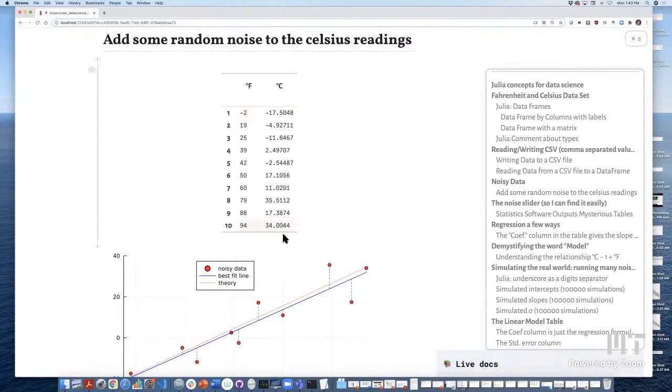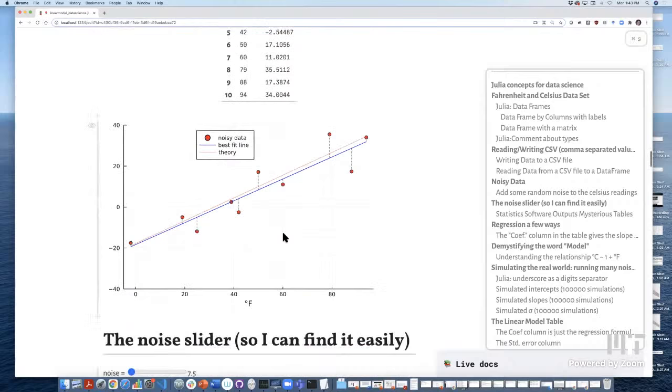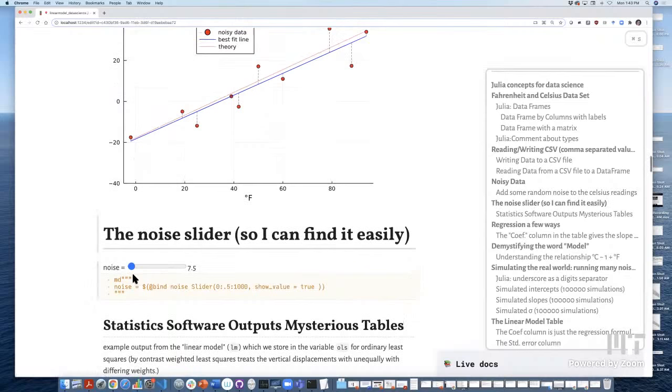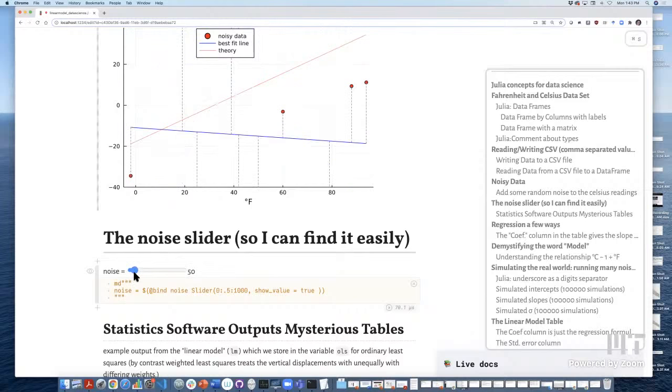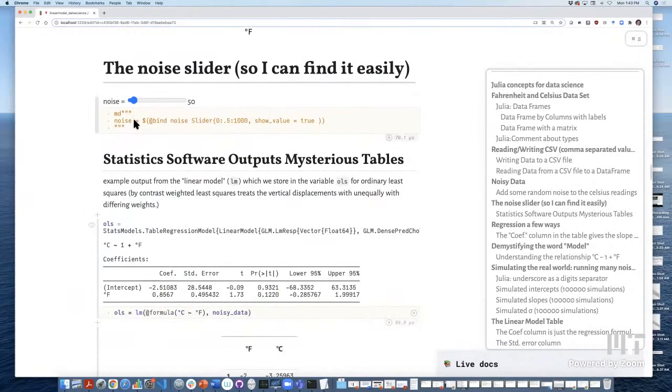And I get to control the noise, right? I've got a little slider, which here's my noise slider, which lets me control it. If I go too much, it looks too weird. And maybe what would be good now is let's actually take a closer look at this table.